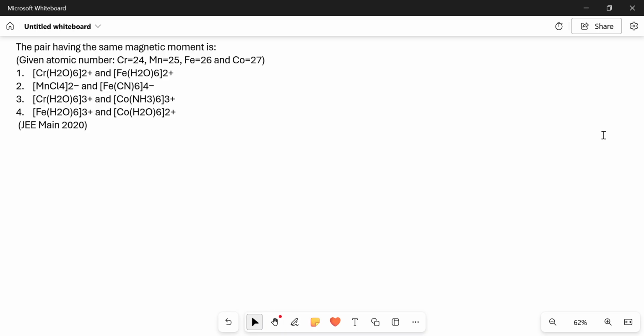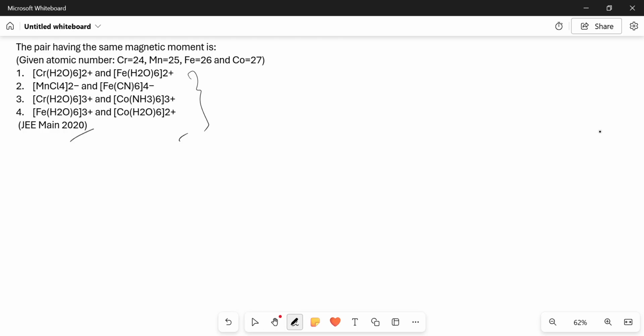The pair having the same magnetic moment. This question came in JEE Mains 2020. So what you have to calculate? You have to calculate the magnetic moment of the same pair, among these 4 pairs. If you find out the number of unpaired electrons same, that means the magnetic moment is also the same.